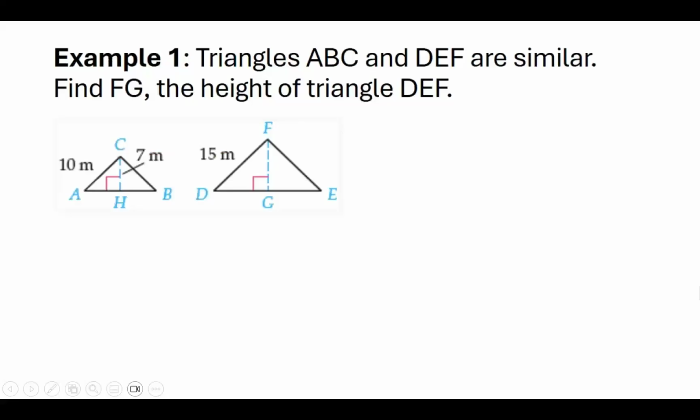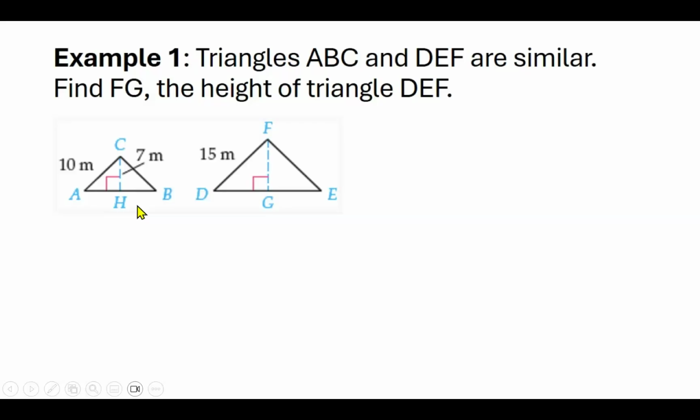Let's do an actual example. Let's see how we can use these similar triangles to solve geometry questions, math questions. So the first example says triangles ABC and DEF are similar. Find FG, the height of triangle DEF.